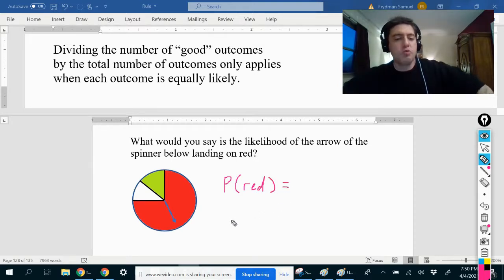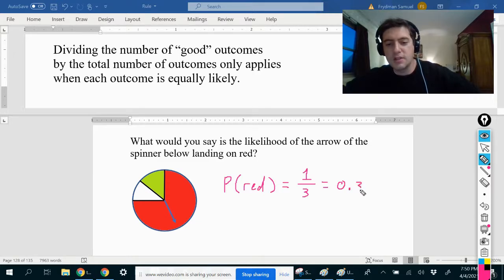Okay, well, how many red parts of the spinner are there? There's one red part, so we can put one in the numerator, and what's the total number of parts of the spinner? There's one red, there's one green, there's one white. So there are 3 parts of that spinner there. Okay, 1 over 3 is, actually this is just a coincidence. It's the same as what we got before.